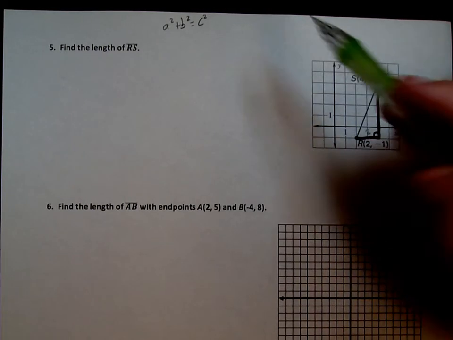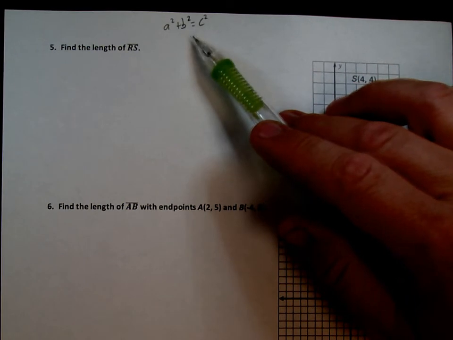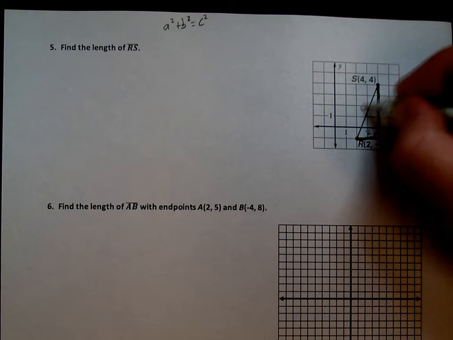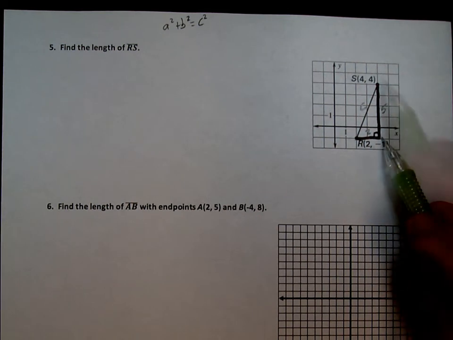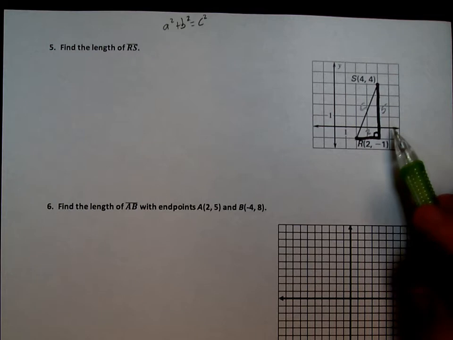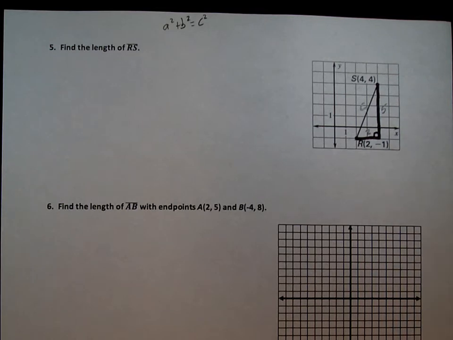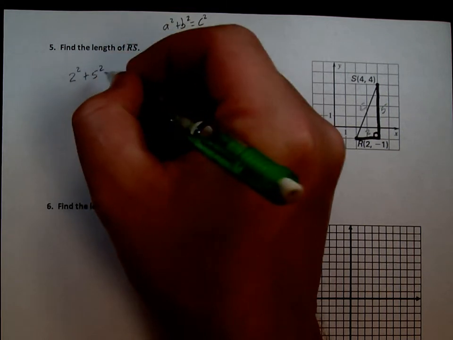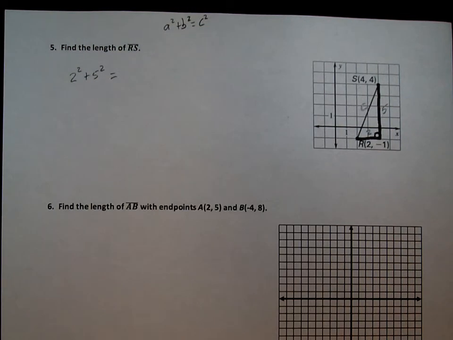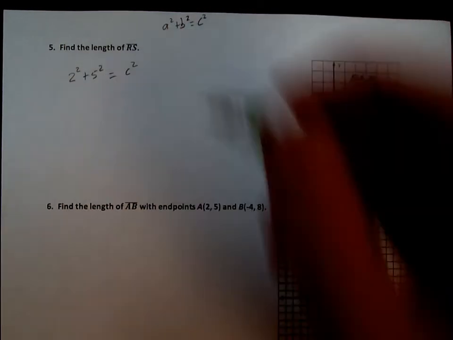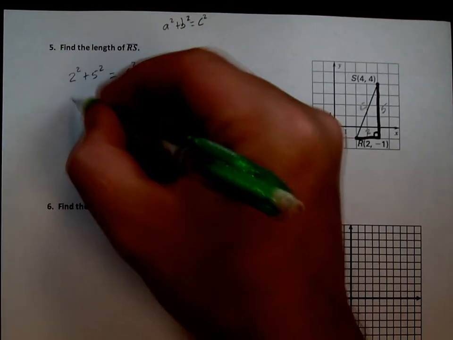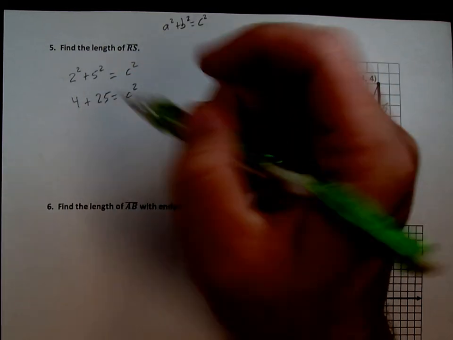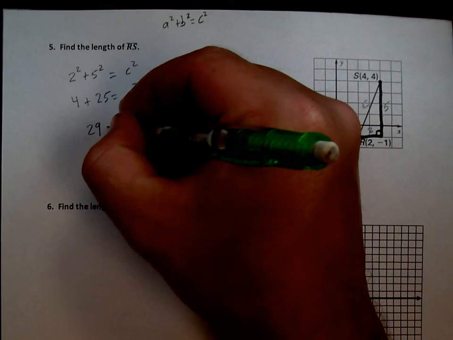When we're thinking A, B, and C for our Pythagorean theorem, C has to be the hypotenuse. That's the longest one. That's the C up here. The two sides that make the right angle, those are your A and B. It doesn't matter which one's which. So let's do Pythagorean theorem. 2 and 5 are the A and the B. So we're going to square them both, add them together, and it's equal to C squared. So let's square 2. You get 4. When you square 5, you get 25. 4 plus 25 is 29.